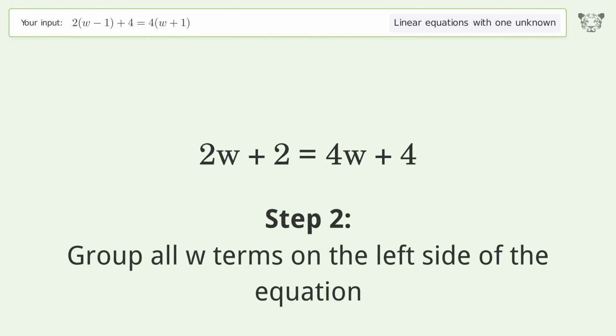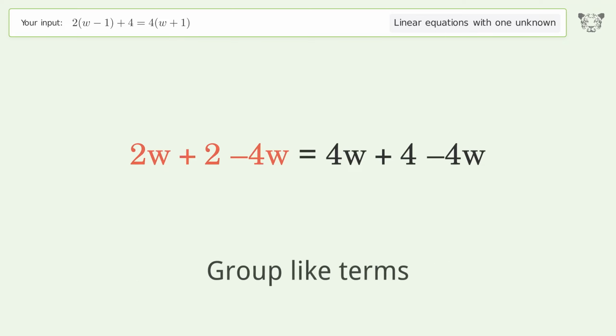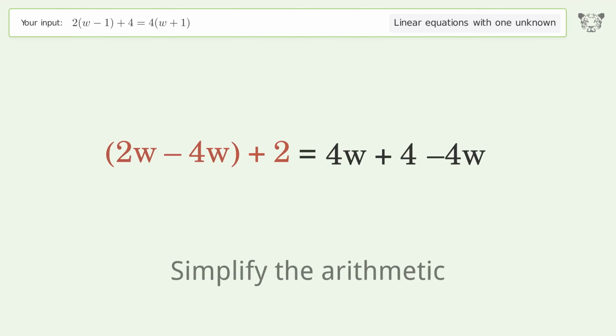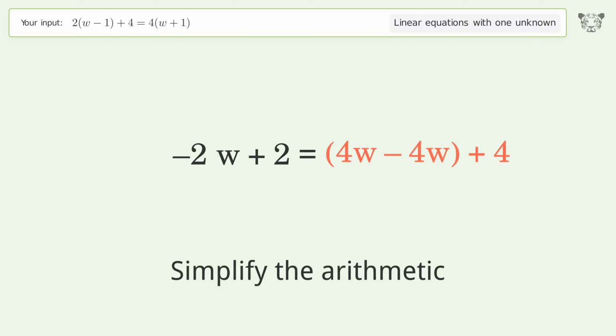Group all w terms on the left side of the equation. Subtract 4w from both sides. Group like terms. Simplify the arithmetic. Group like terms. Simplify the arithmetic.